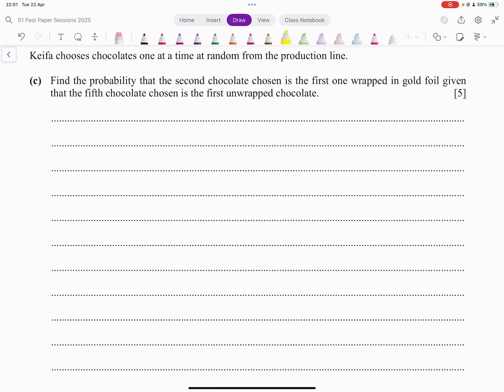Probability that the second chocolate is the first one wrapped in gold foil. Okay, so that's the probability that we want to find out. Given that the fifth chocolate chosen is the first unwrapped chocolate. So first of all, it's a conditional probability, right? Conditional probability.